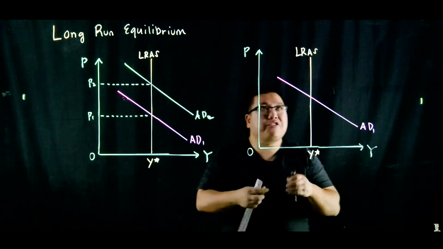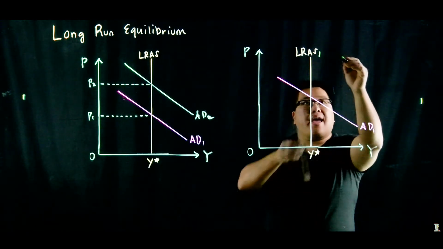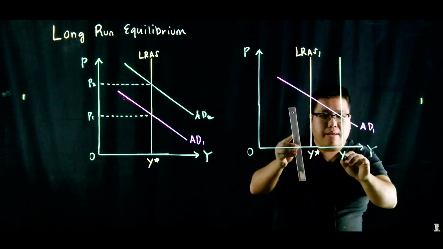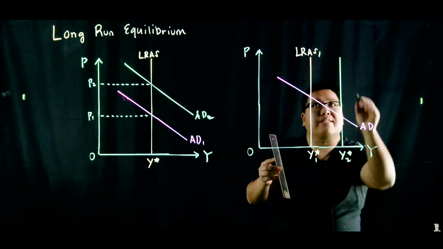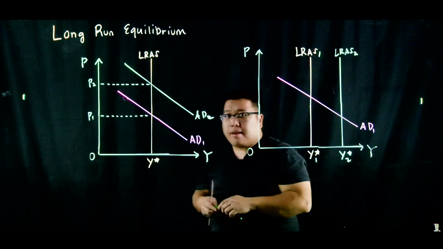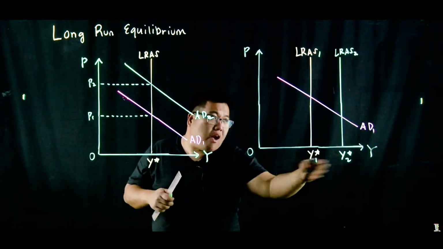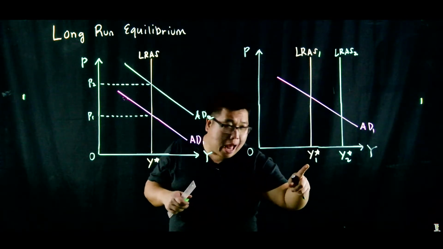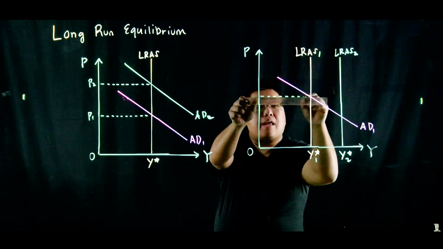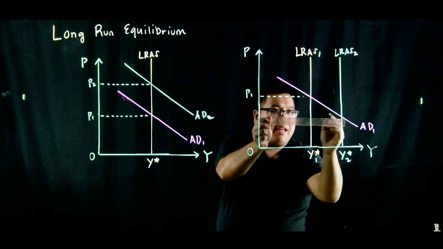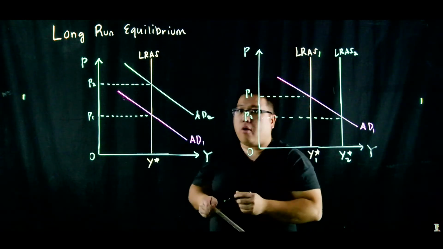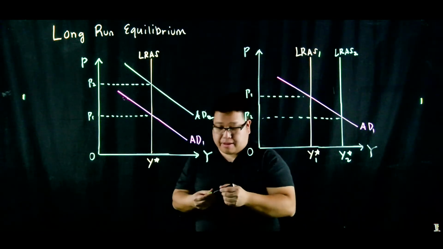So again, what triggers this LRAS to shift to the right? Well, if there are, say, investments in the way we produce things, like we improve our means of production. And not only that, in the long run, our potential output will increase, but it will also lead to a decrease in the overall price level in the economy, as shown here.